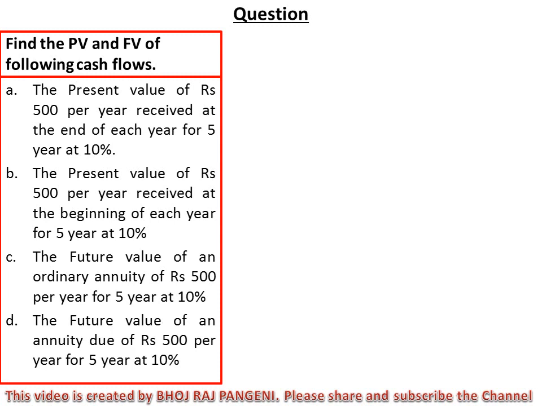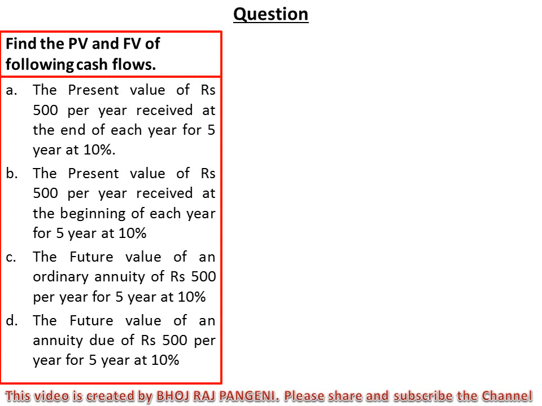Read the question carefully. We have to find the present value of rupees 500 per year. Per year means every year, each year. That is PMT, equal annual installment or equal annual payments. So the present value of rupees 500 per year.